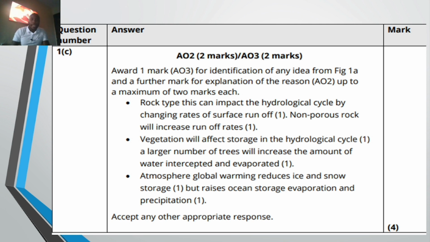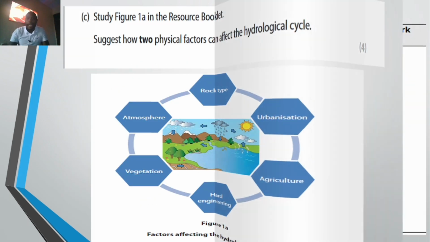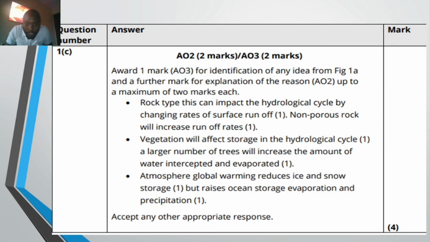Then vegetation now, because remember vegetation is also mentioned there. How is it going to affect that? Vegetation will affect storage in the hydrological cycle. That is an idea you've given us. It will affect the storage in the hydrological cycle. So go ahead and explain. A large number of trees will increase the amount of water intercepted and evaporated.